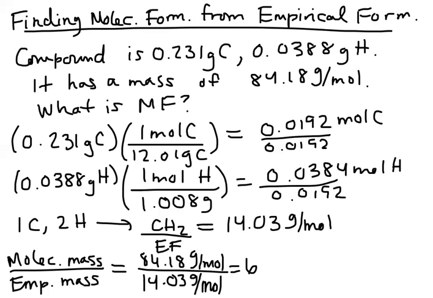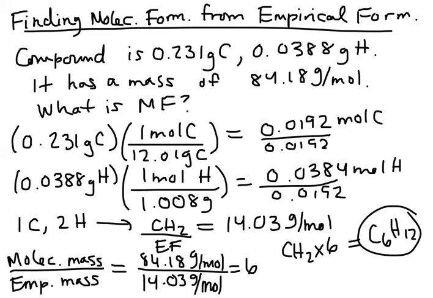So based on my multiplying factor, what is my empirical formula? I mean, what is my molecular formula? Beautiful, C6H12, because you have to multiply the whole thing by 6, which gives you C6H12. That is your molecular formula. Questions, concerns?